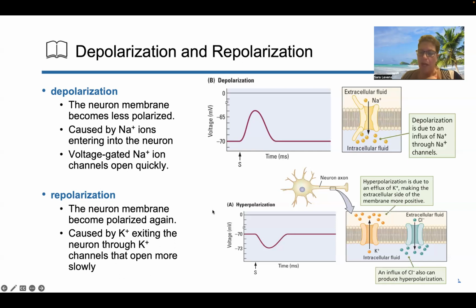Now, for hyperpolarization, that's the opposite, where it's going to actually become more negative. The neuron membrane becomes polarized again, caused by potassium exiting the neuron through the potassium channels that open more slowly. So then the potassium is differential between the inside and the outside of the cell. And so when those leave the cell, it becomes even more negative, which makes the neuron basically less likely to fire.